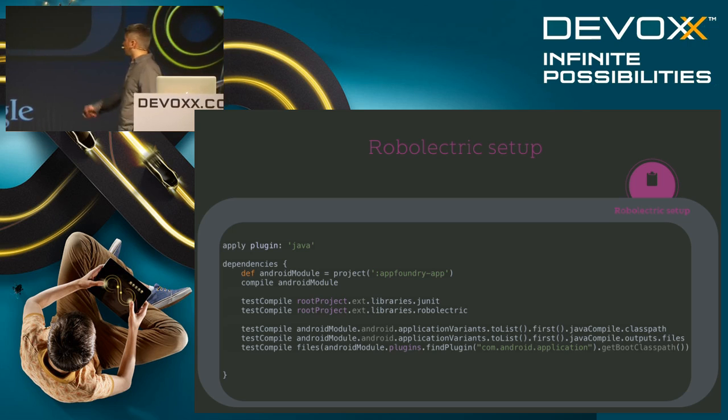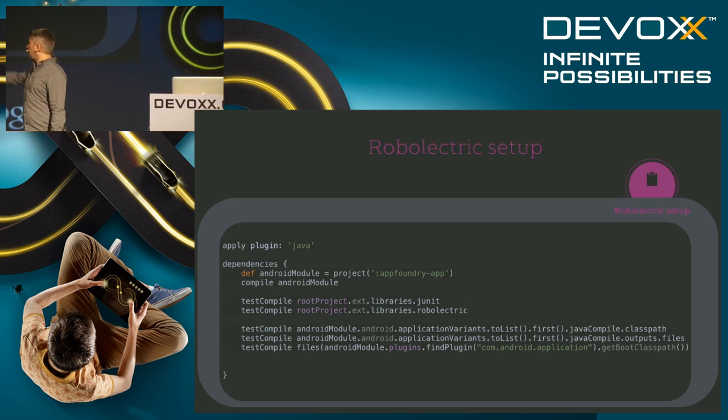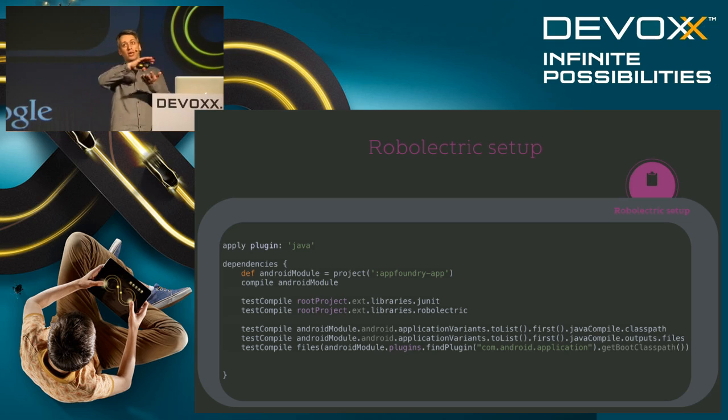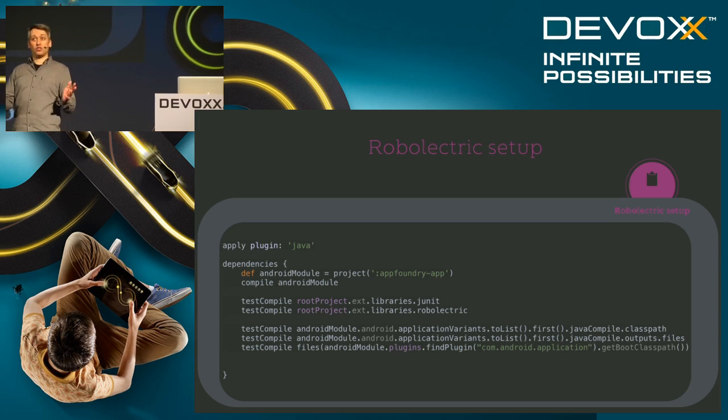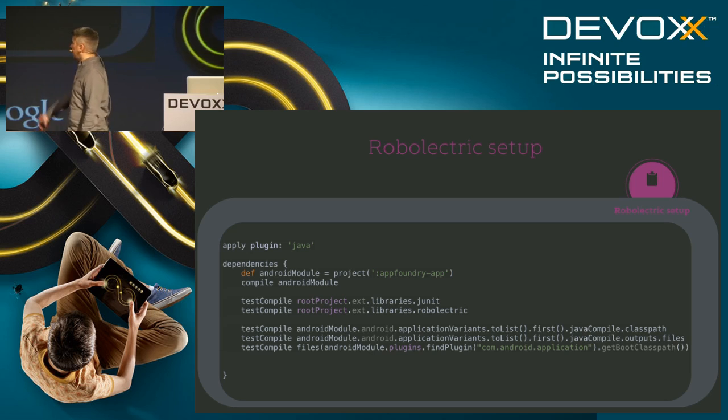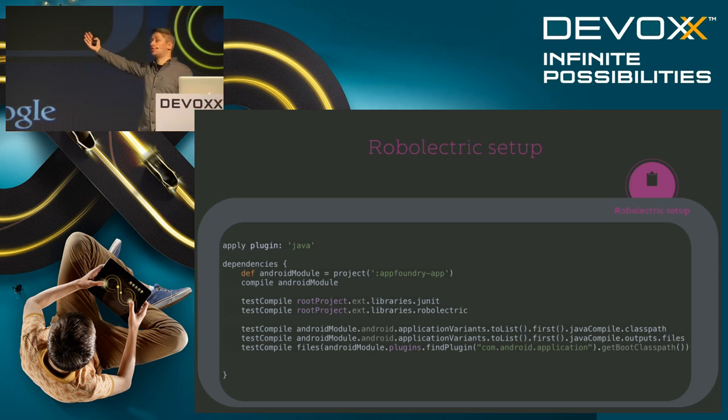So what you see is testCompile. This is a change. It used to be androidTestCompile. This was really to have the Android instrumentation test dependencies. Now, since we're working with a plain Java project, we can apply the plain Java plugin. And if we have dependencies that are only used for testing, we can now put them on the testCompile scope.